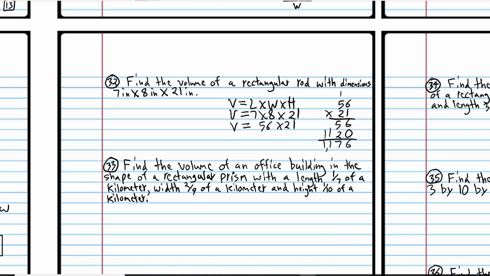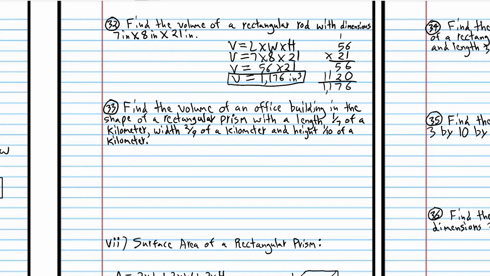All right, so we get 1,176. So we don't have to worry about the decimal because these numbers are not decimals. So the volume is equal to 1,176 inches cubed. So if you got that right, that answer, good job. Let's go on to the next one.